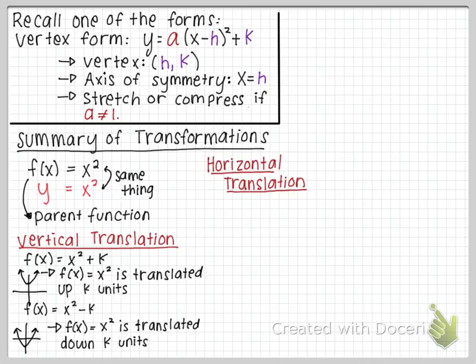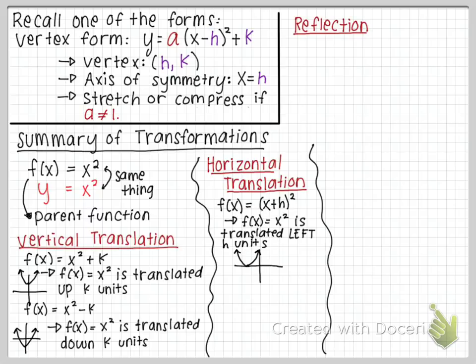Okay, let's talk about horizontal translation. Horizontal means we're going to be moving either left or right, right? Notice that with vertical translation, we either moved up or we moved down, okay? So horizontal is going to be either left or right. So f of x equals x squared. That's our parent function, right?